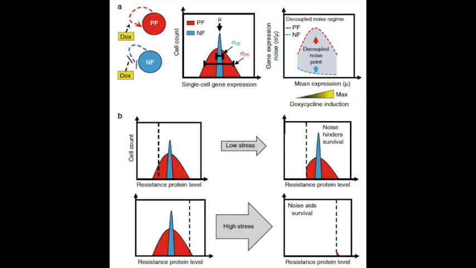Part B of this figure shows that when a high drug stress is applied, all the cells in the low noise or low variability population succumb to the effects of the drug, whereas a small fraction of cells in the high variability or high noise cell population survive this initial drug stress.